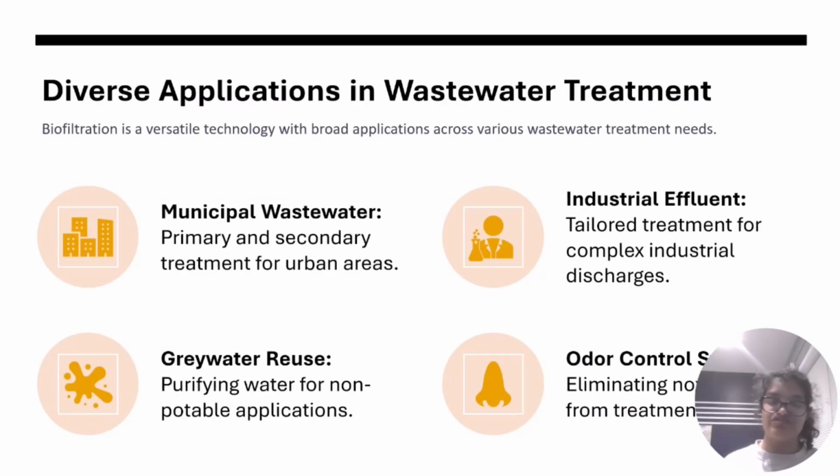Because of their flexibility and efficiency, biofiltration has broad applications across various wastewater treatment needs. In municipal wastewater, primary and secondary treatment is used to remove organic matter and nutrients like ammonia and nitrate. In industrial settings, it can treat high-strength wastewaters from food processing, chemical manufacturing, or pharmaceuticals. They can also be used for greywater reuse, where they can purify water for non-potable applications, and can also eliminate toxic gases from treatment facilities.